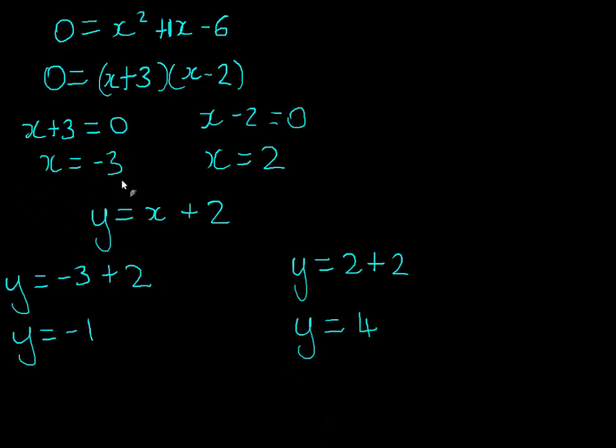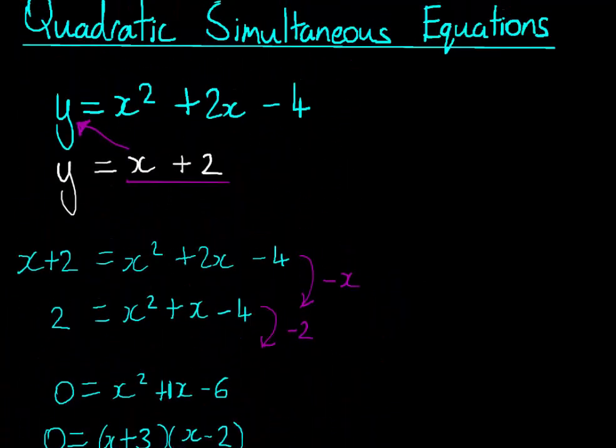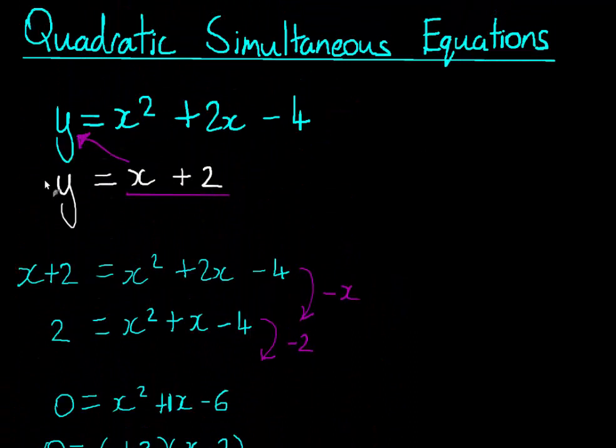So we get two solutions, like a pair of solutions. x is minus 3, y is minus 1, x is 2, and y is 4. So that's that question done. But it's a good idea just to double check that it works. So we've used the second equation, we've substituted into that to get the y value.